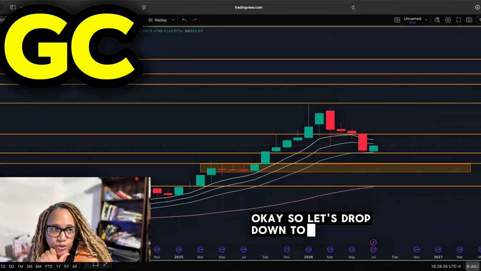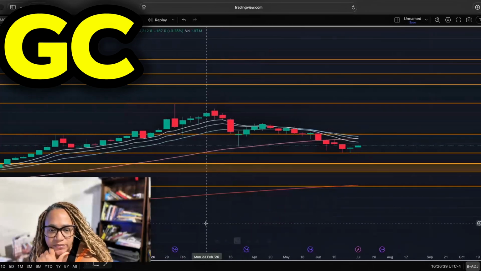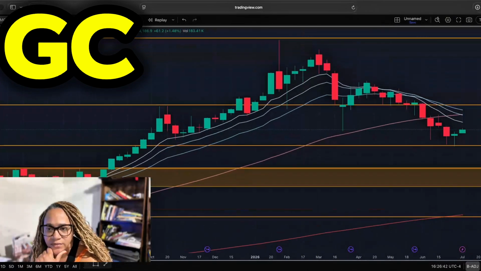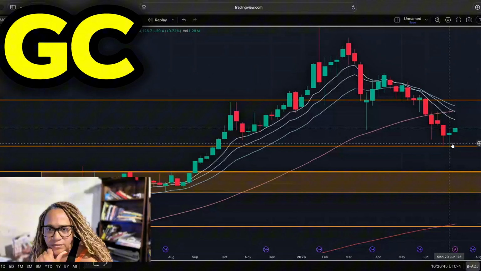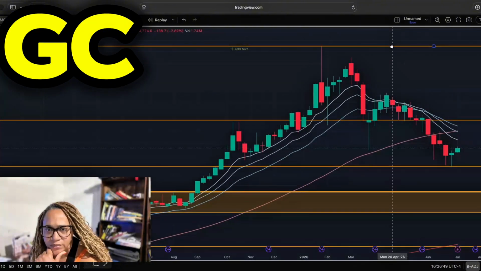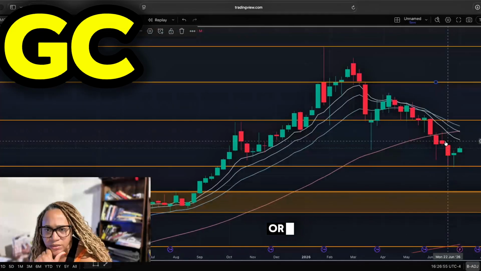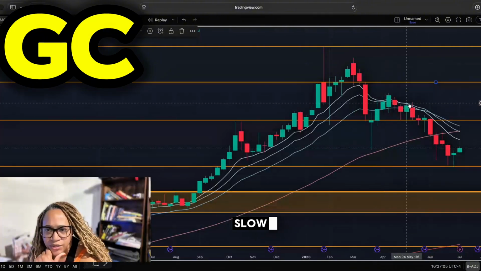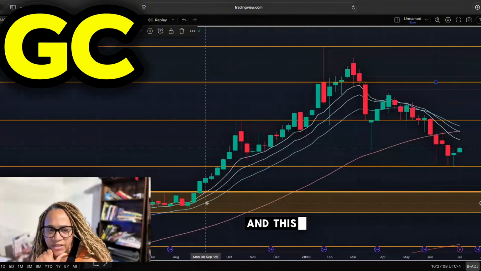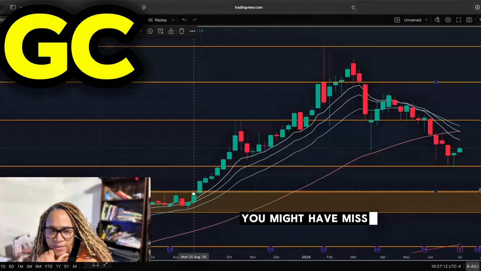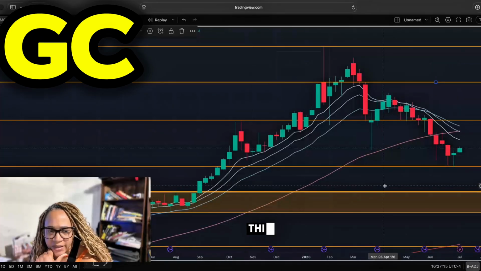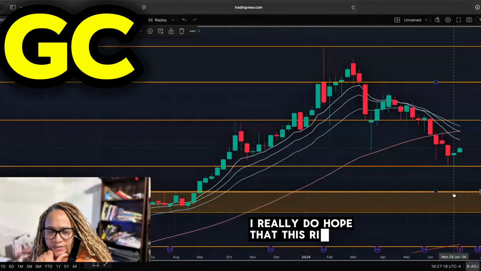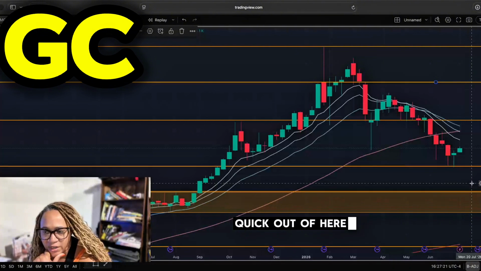Okay, so let's drop down to the weekly. I'm going to put support right here, or resistance. And then this is such a crucial area. As you can tell, we are just slowly making our way down to this area here. This is basically the classic of, all right, you might have missed this run and it came up here and we're doing a pullback. I really do hope that we come in here deep, wick out of here and then zoom back up.